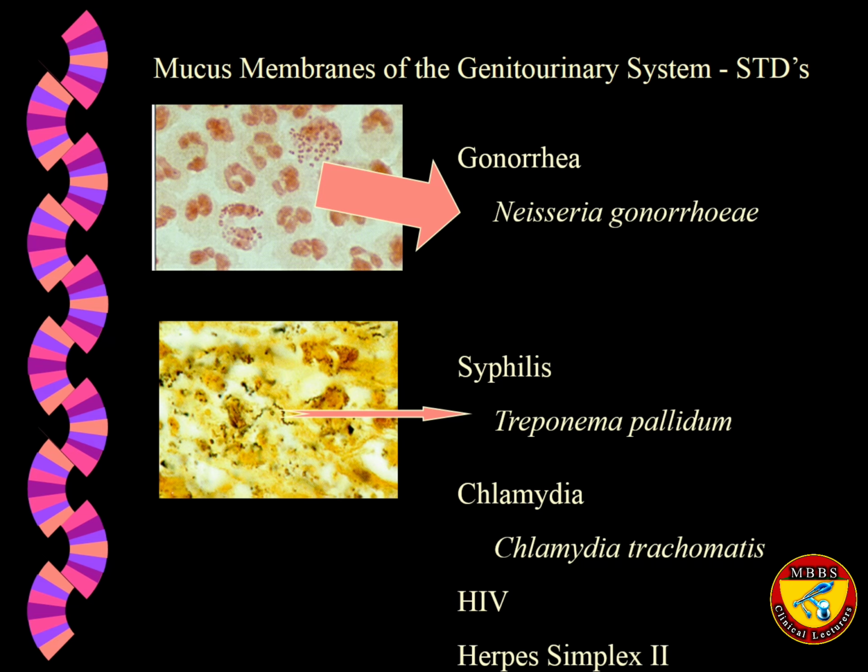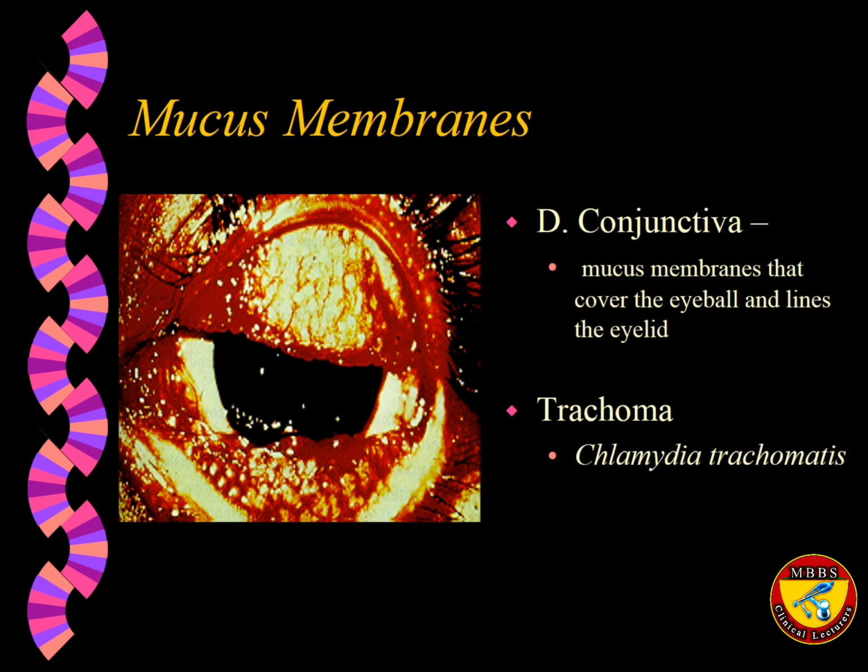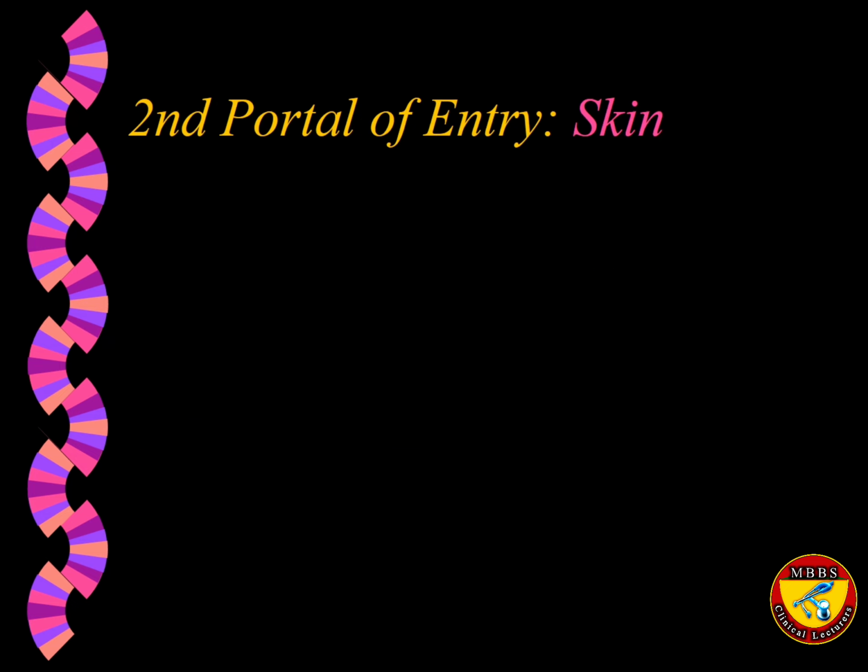And herpes simplex 2. All these pathogens which we have mentioned in this slide cause genitourinary infection or sexually transmitted disease. Then certain mucous membranes of the conjunctiva can be infected, causing conjunctivitis. Specifically, trachoma also occurs. It can also be transmitted from mother to baby.